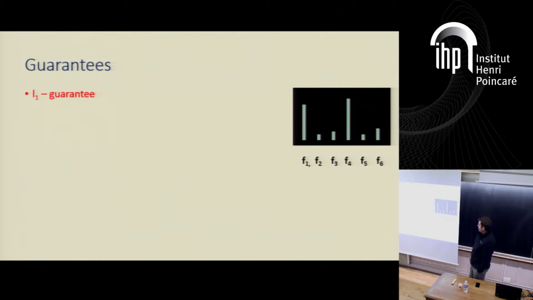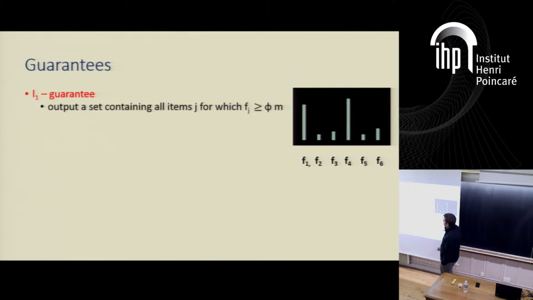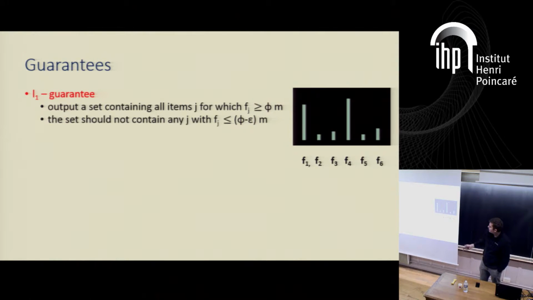So one notion of being large is what's called the L1 guarantee. Here you'd like to output a set which contains all items j whose frequency f_j is at least phi times m. Recall m is the length of the stream. Phi is just an input parameter. Maybe phi is 0.1, and you'd like to find those items that occur at least 10% of the time. And you don't want false positives, so your set should not contain any items j whose frequency f_j is at most (phi minus epsilon) times m.